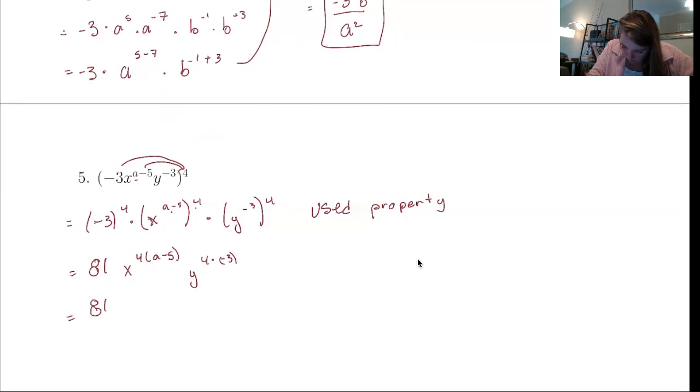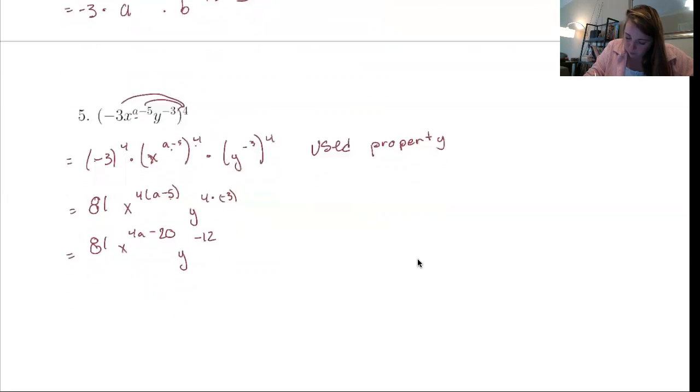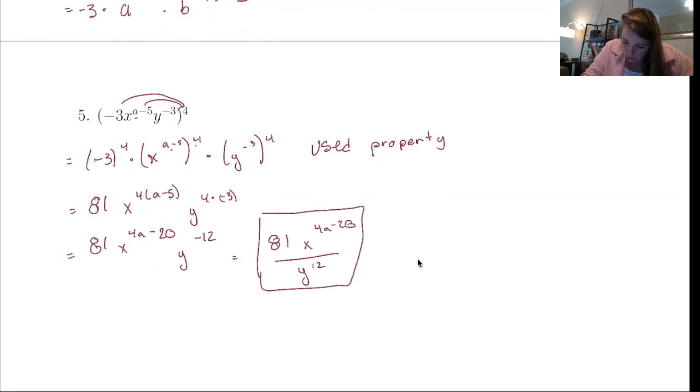You can distribute that 4 to the a minus 5 if you want to. So you'll get 4a minus 4 times 5 is 20, and then y to the negative 12. Then, we don't really like negative exponents too much, so we'll do x to the 4a minus 20 divided by y to the 12th. Well, what about that minus 20? Is that fine in the denominator? Yeah, absolutely.